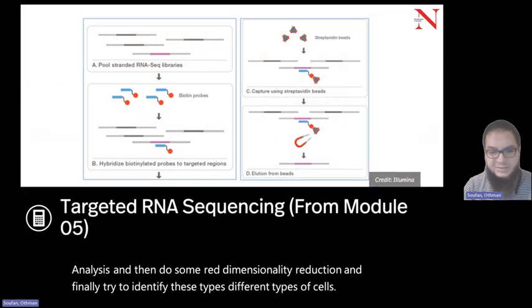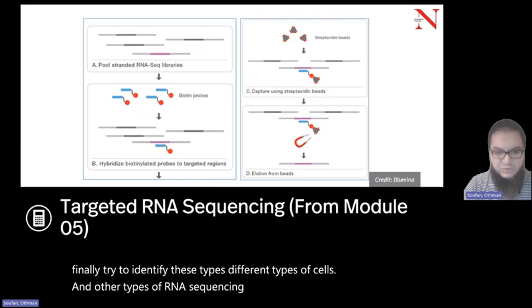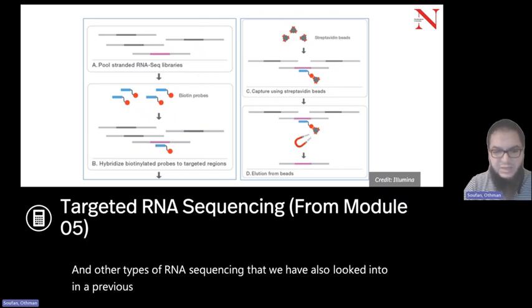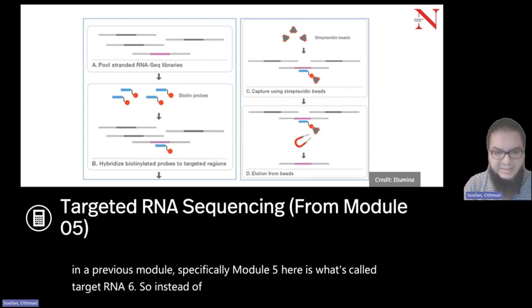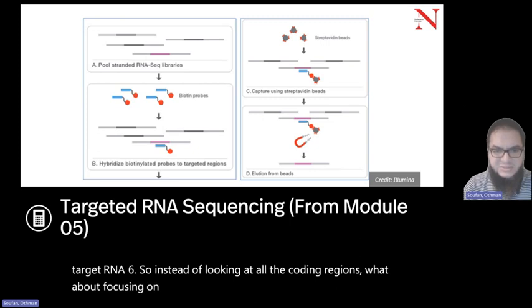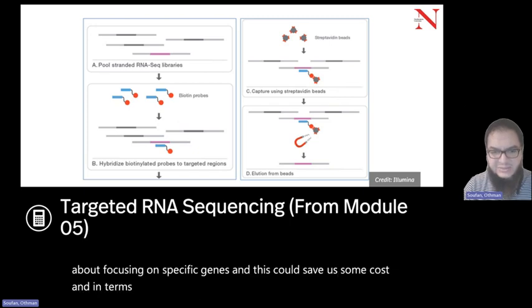Another type of RNA sequencing that we have also looked into in a previous module, specifically module 5, is what's called targeted RNA-seq. So instead of looking at all the coding regions, what about focusing on specific genes? And this could save us some cost in terms of money and time.